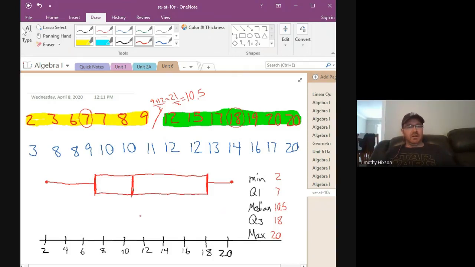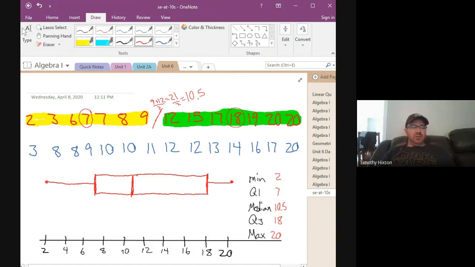Okay, and there we have it. And to look at this data, it's kind of an interesting distribution. It's not really skewed one way or the other. This whisker is longer, but this half of the box is spread out more. So that's going to kind of balance it out, and the mean will end up being right around the median.